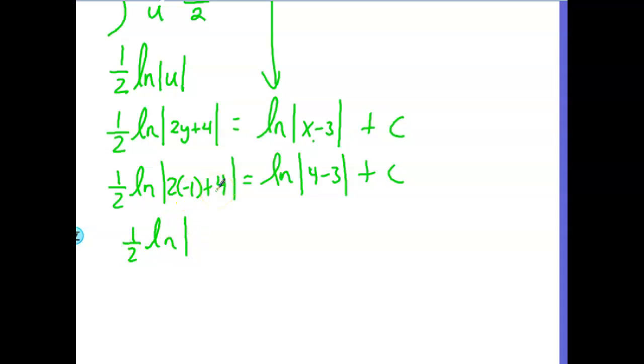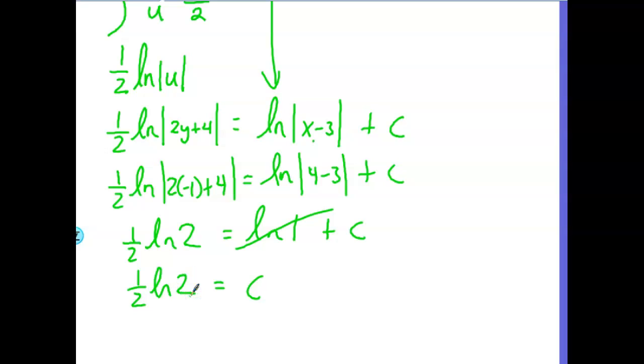-2 plus 4 is 2, and the absolute value of 2 is 2, so we have ln of 2. Over here we have ln of 1 plus c. ln of 1 is just 0, so we can get rid of that. And now what we have is 1/2 ln of 2.